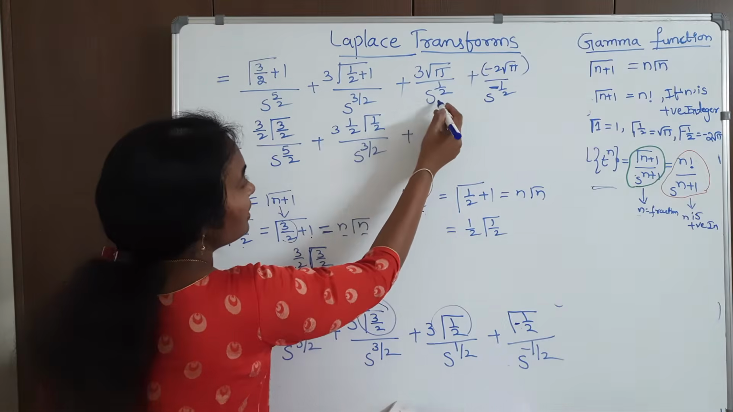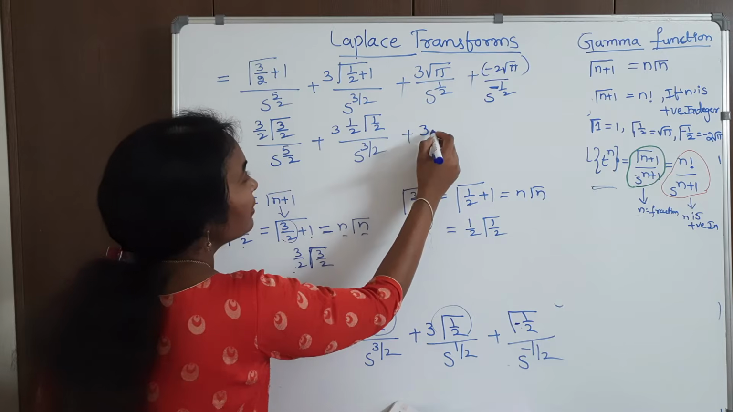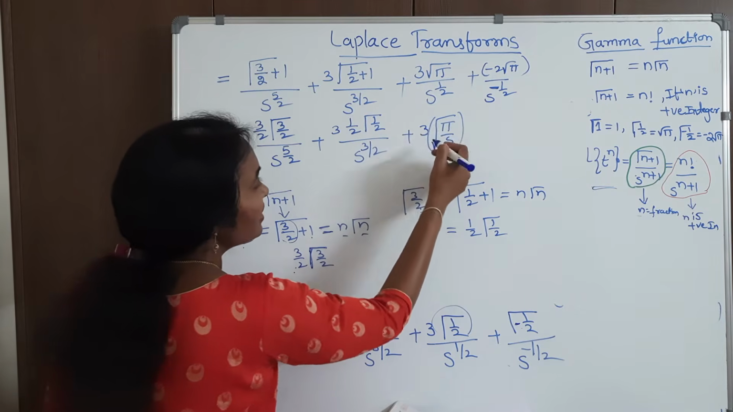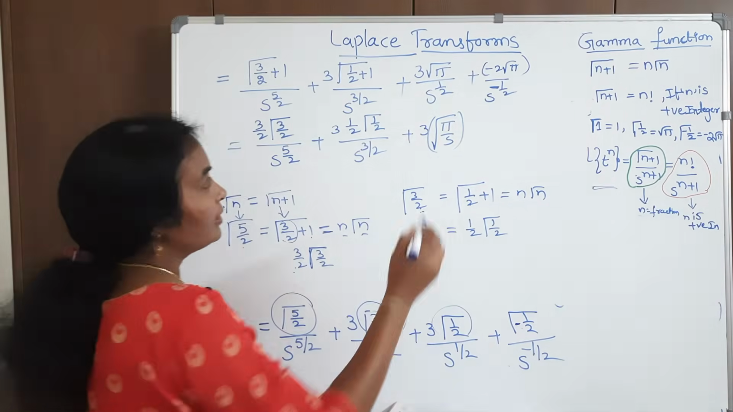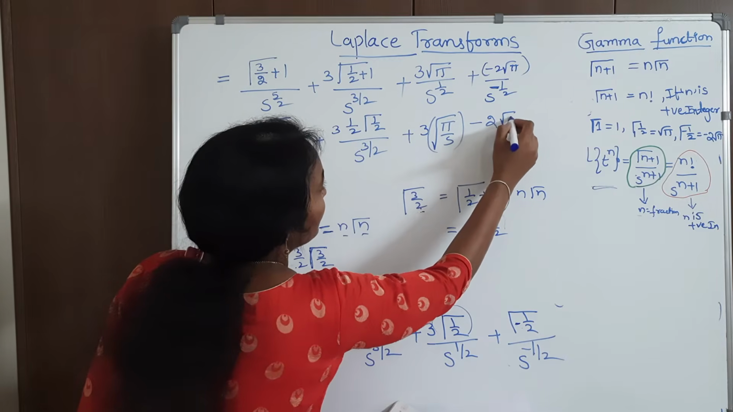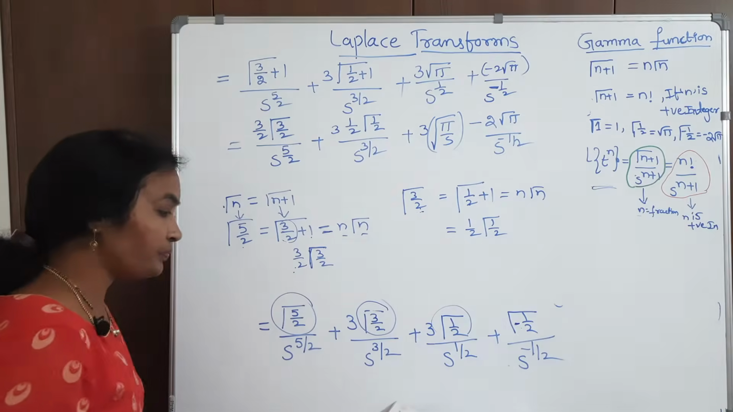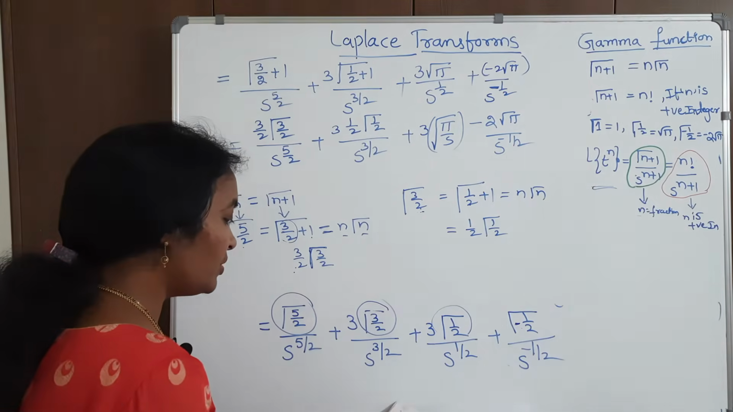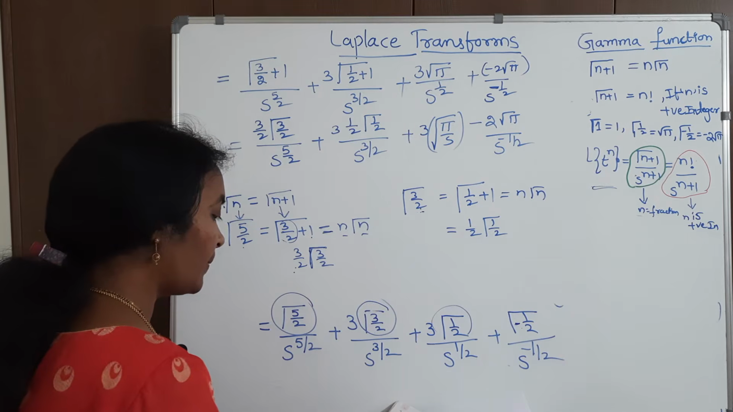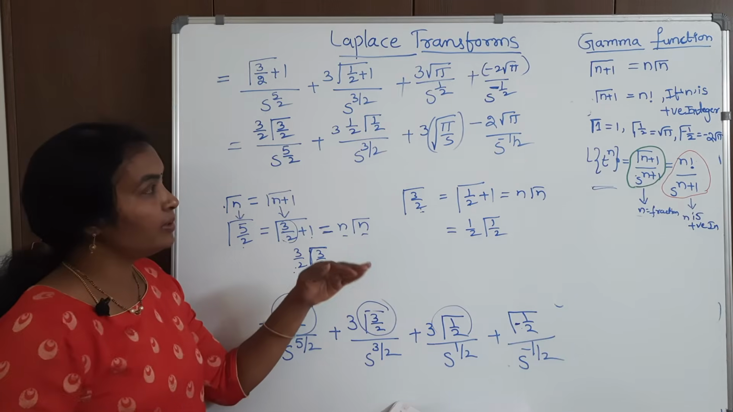Next, చూడండి నేను సింపుల్గా రాస్తాను దీన్ని 3 of square root of 5 by s. Is there any change? No, no. Now negative 2 root pi by s to the power of minus half.